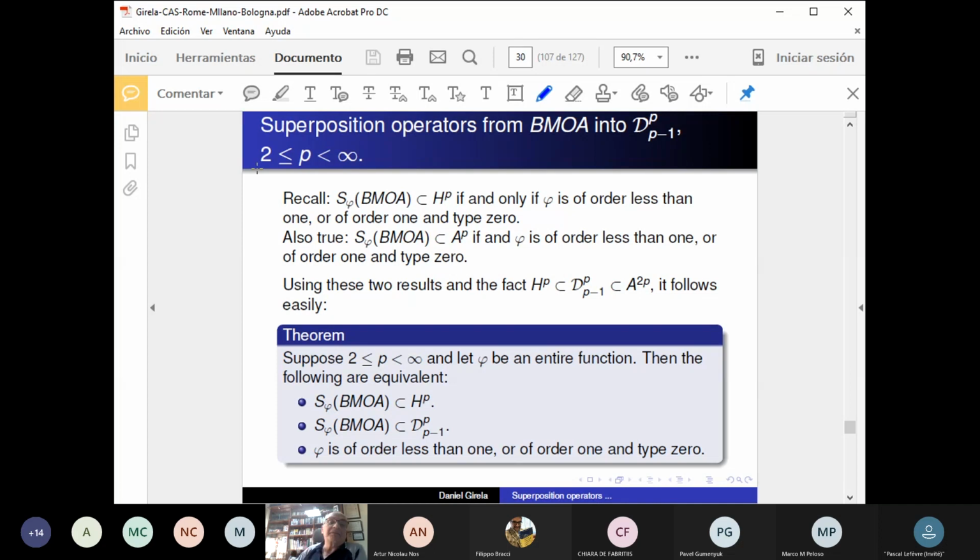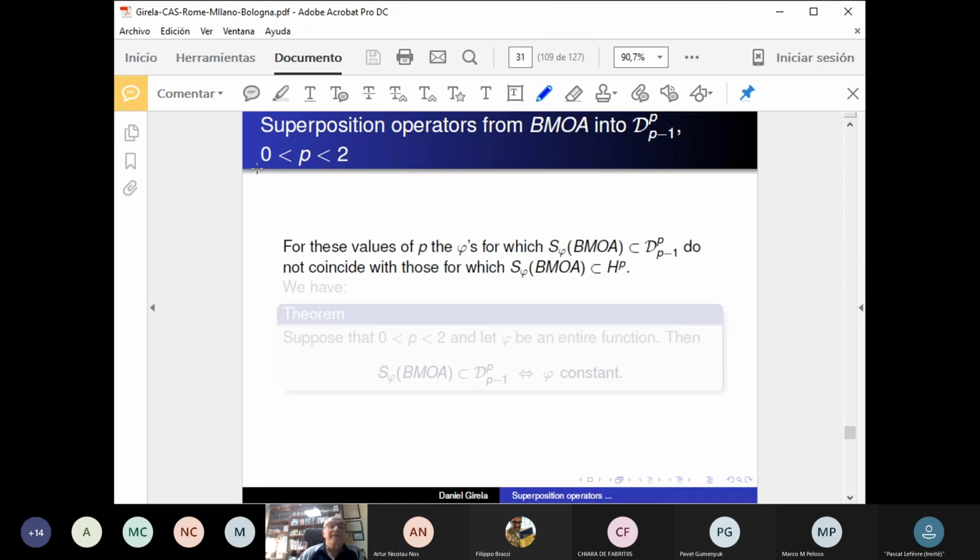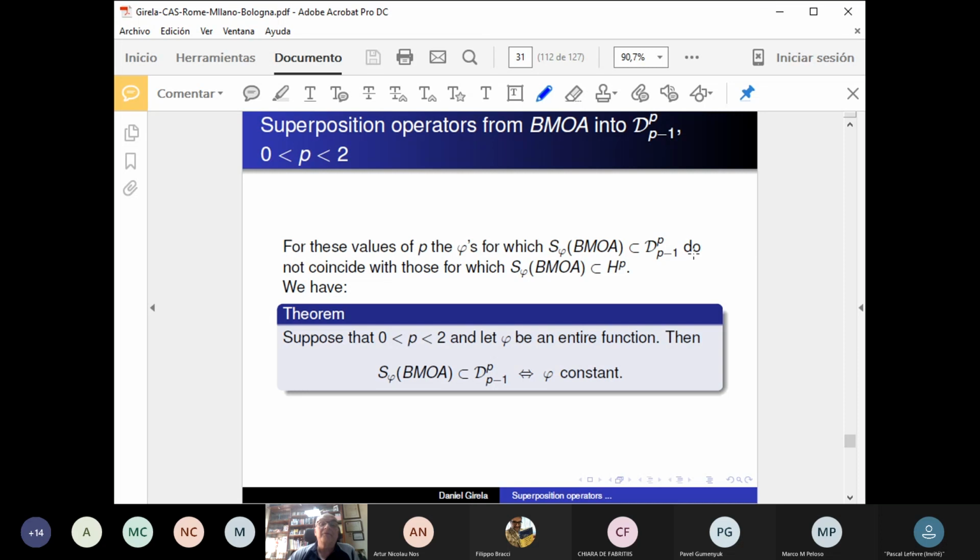But what happens now if p is smaller than 2? Well, in this case, for p less than 2, the superposition operators which map BMO into D^p_{p-1} are not the same as those which map BMO into H^p. Because actually the result that we prove is the following. For BMO, as I mentioned before, this was saying that phi is of order less than 1, or order 1 and type 0. But if we take here D^p_{p-1}, the result is this: the superposition operator S_phi maps BMO into D^p_{p-1} for this range of p's if and only if phi is constant.